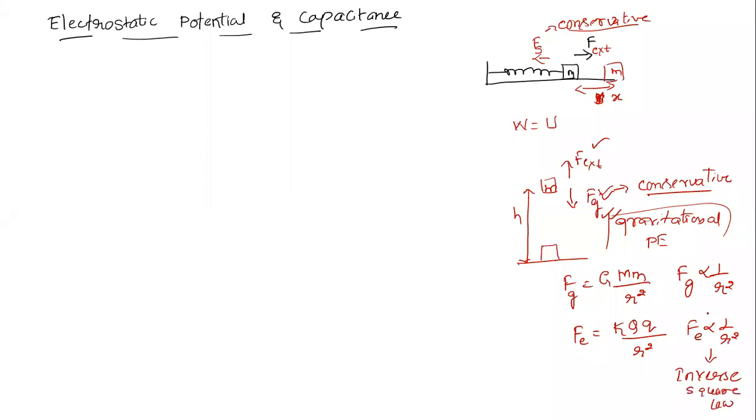Inverse square law means in both cases the force is inversely proportional to the square of the distance between them. So again, the gravitational force. The electrostatic force is also conservative in nature. So I can now define electrostatic potential energy.